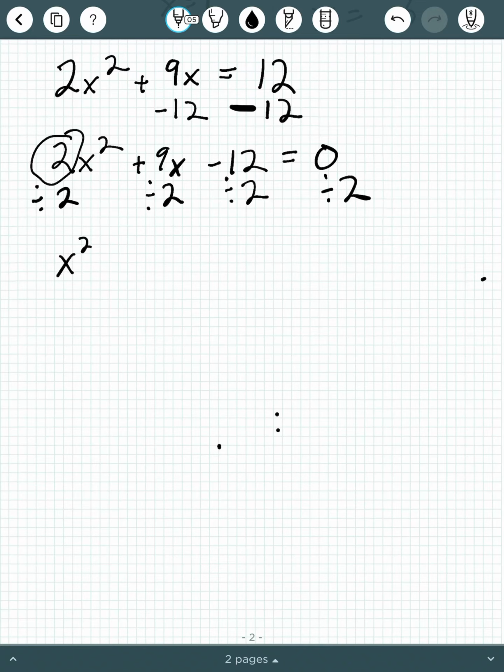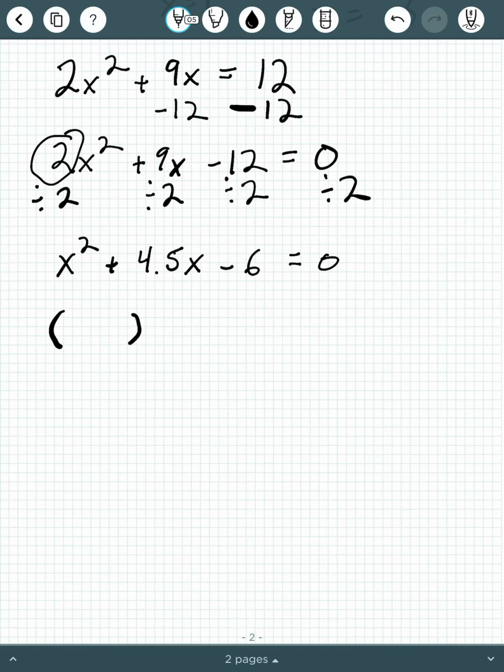By doing this, we get x squared, and even though 2 doesn't go in nicely to 9, we can still do the math and get 4.5x, and then minus 6, and then 0 divided by 2 is still 0. So now we've got 4.5 there, but we know how to deal with that. It was just really important to get rid of the 2 in front of the x squared. So now that we've done that, let's go ahead and see if we can use this completing the square process.